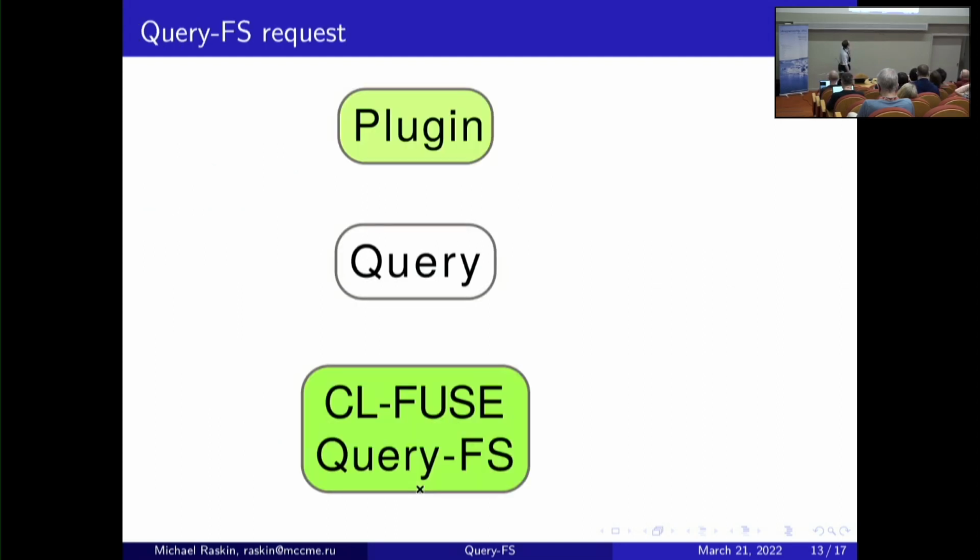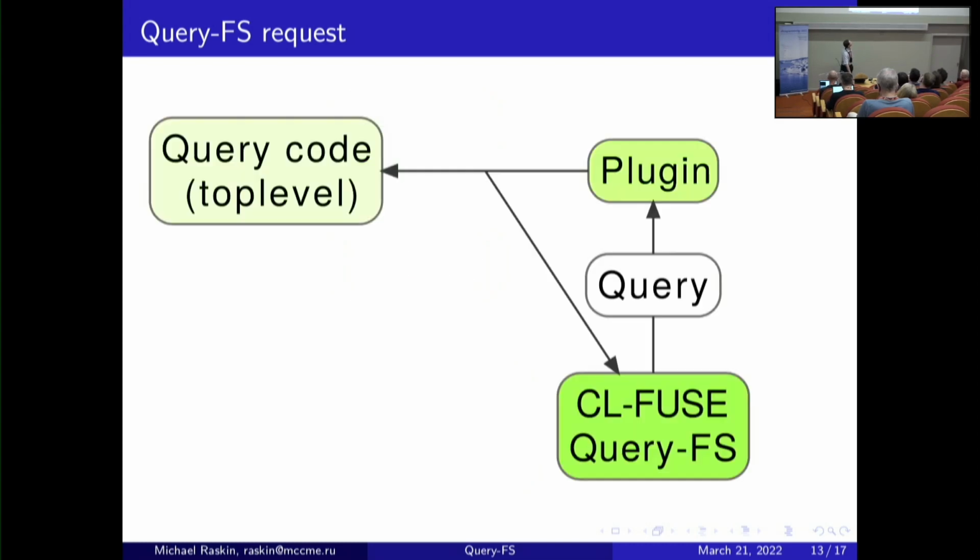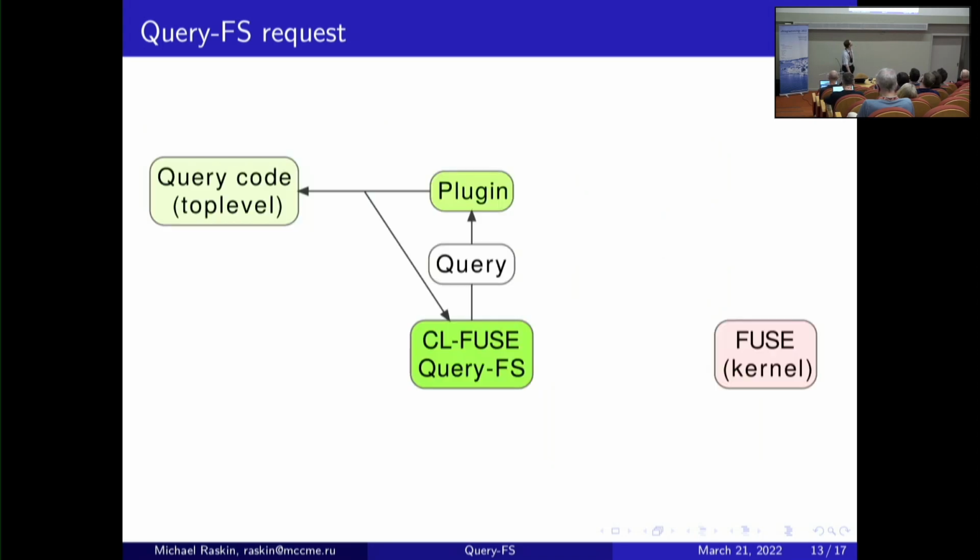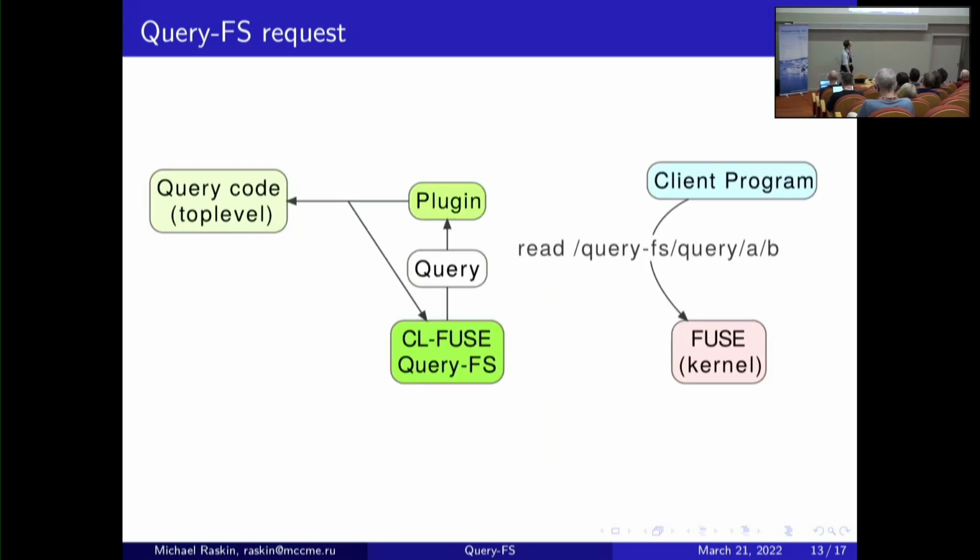So how does it work internally in practice? Okay, so the QueryFS sees that there is a query and feeds it to the plugin. The plugin returns the top-level query code. And then at some point, the kernel, which has mounted the file system, gets a request from the client program. So you get a request, and /QueryFS is just the mount point.